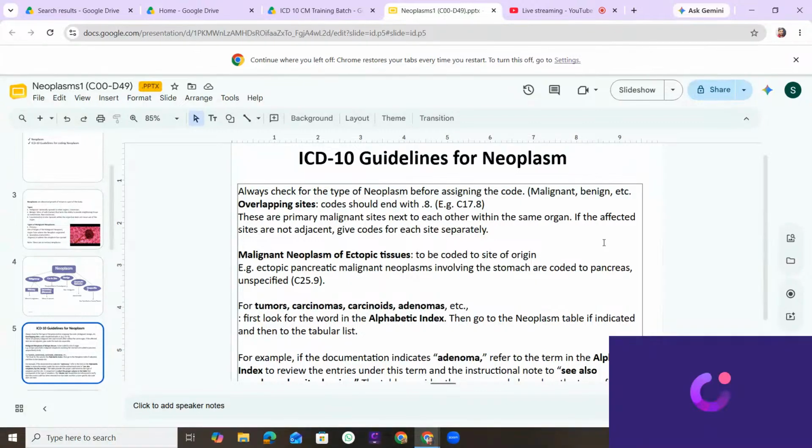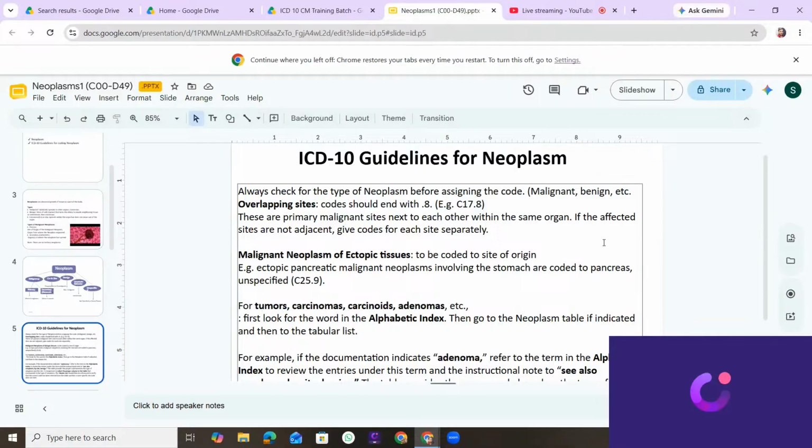The second guideline is: malignant neoplasm of ectopic tissues is to be coded to the site of origin. Example given here: ectopic pancreatic malignant neoplasm involving the stomach is coded to pancreas, unspecified. For example, tumors, carcinoma, carcinoids, adenomas, etc.